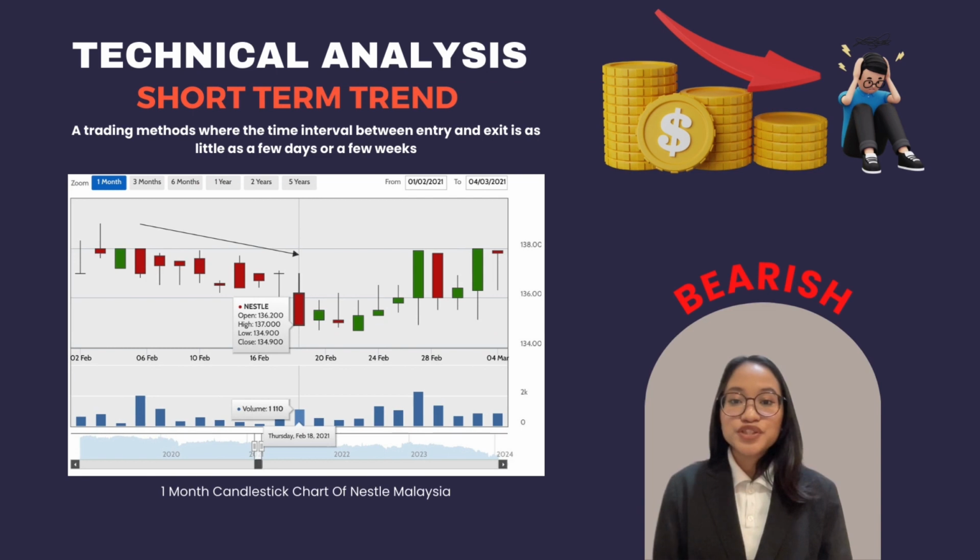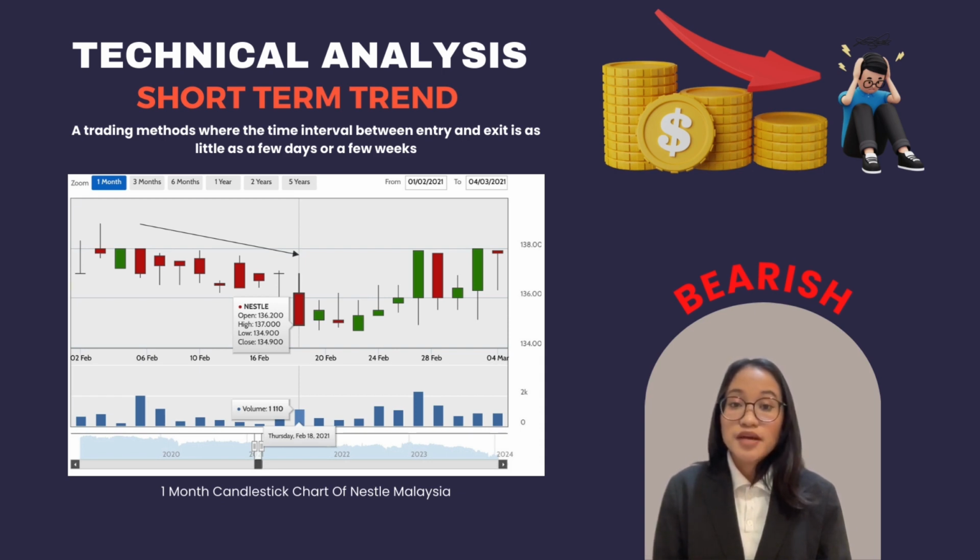Next, I will continue with technical analysis for short-term trend. It is a trading method where the time interval between entry and exit is as little as a few days or few weeks. As can be seen here, there is a bearish in the candlestick chart where investors anticipate the price of security will decrease. Based on the diagram shown, the short-term trend is from 1st February 2021 until 4th March 2021.